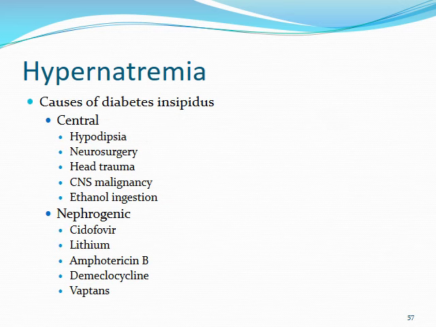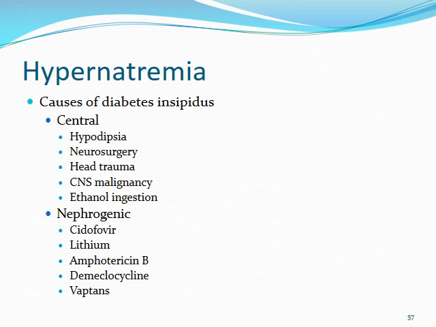Some of the causes we can see of diabetes insipidus centrally: if you have a hypodipsia, you're not really intaking enough fluid, neurosurgery or head trauma, CNS malignancy, this can all be big causes for this. And also ethanol ingestion as well. You've ever heard the term breaking the seal? That's basically because ethanol causes a decrease in the release of arginine vasopressin or antidiuretic hormone. So that's why you end up having to urinate more frequently when drinking ethanol.